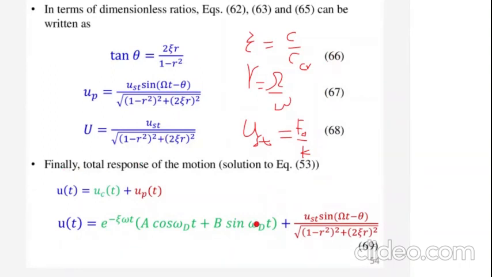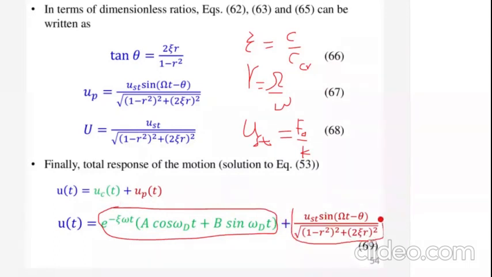So the total response of our motion 53, as we said, is a combination of the complementary part and the particular part. The complementary part is as given here, the one we talked about being transient. And then this is the particular part, incorporating the forcing function. Now, this is why I was talking about the transient, or our motion having to decay. You see this part, the exponent, this is an exponential decay. If you remember our equation of motion with the damping, we had something like this.